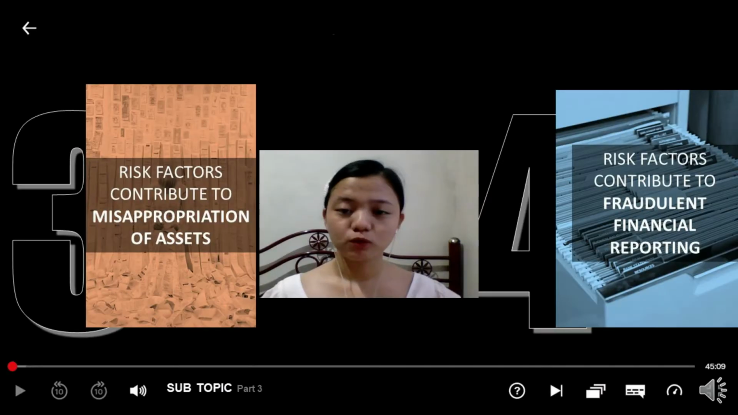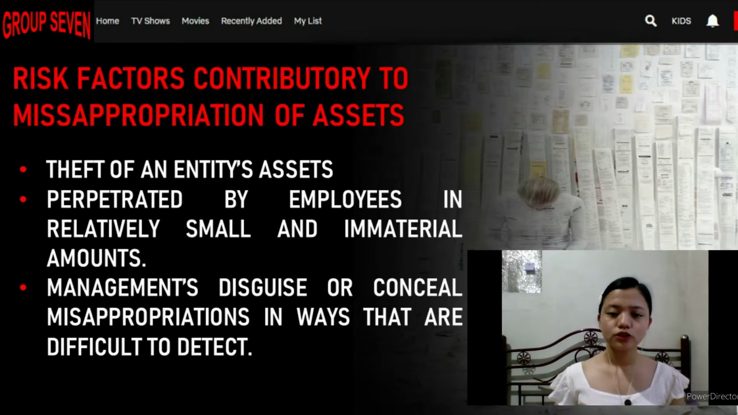Good day, everyone. I am Princess Aubrey Almanyaska, and I will be discussing the risk factors that contribute to the misappropriation of assets as well as to fraudulent financial accounting. Two types of misstatements are relevant to auditors' consideration of fraud, especially if the accused have an intention to deceive people. Let us go straight to the factors that lead the assets to be misappropriated.